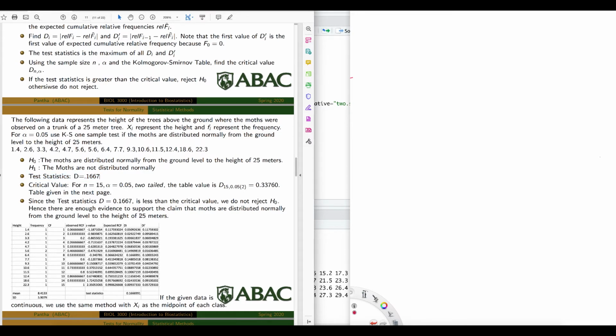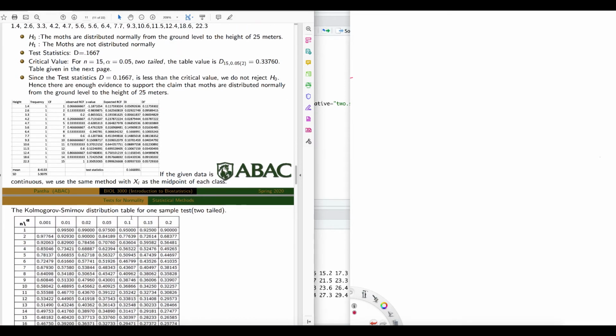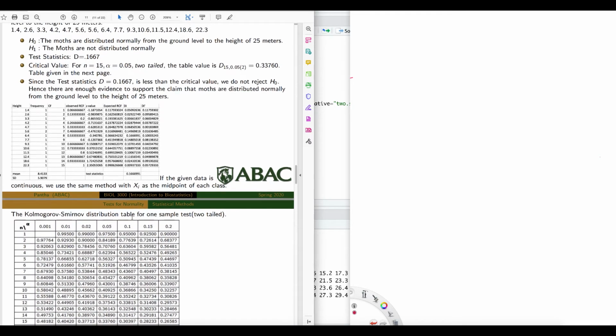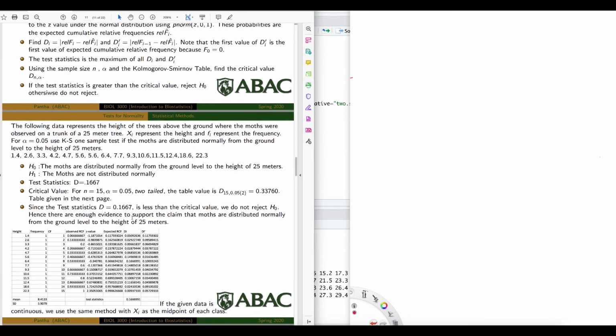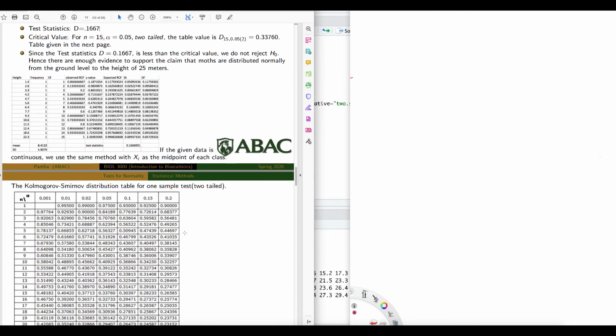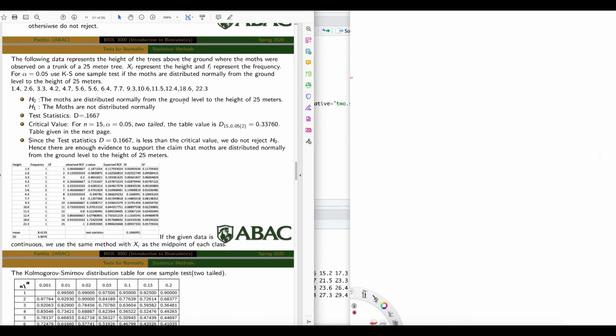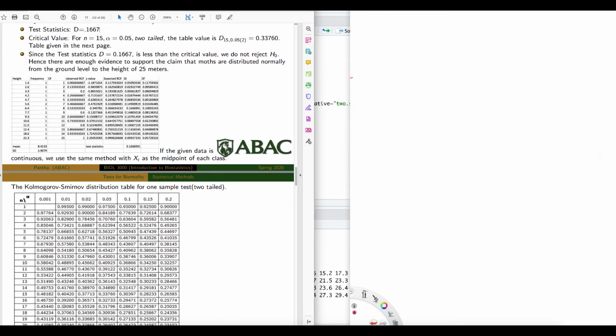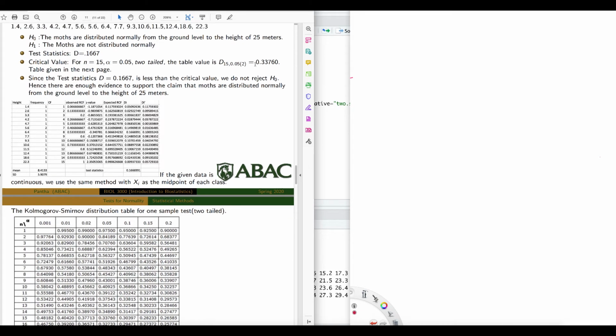Now to find out the critical value, you need to use this table. This is the KS table. It is for the two-tailed test. In this case, n is 15 because there are 15 data points. So this table is for n and alpha. What is our alpha? It is 0.05. So 15 and 0.05. This is 15, and what is the 0.05? It is 0.3376. You see that? 0.3376 is the critical value.